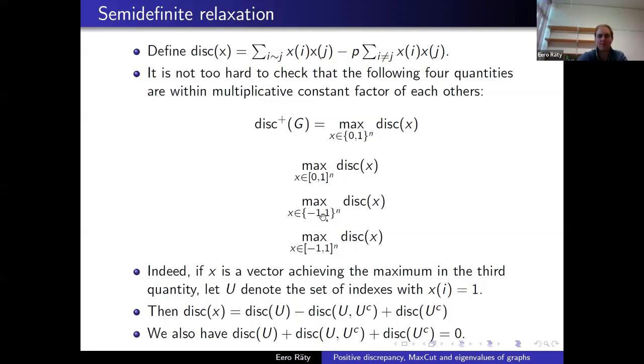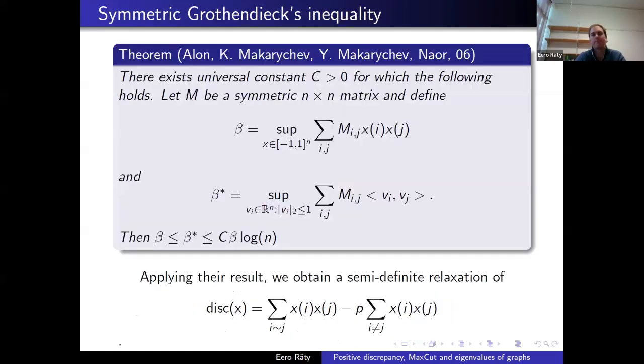So if the so-called -1, 1 discrepancy is large, then either U or U complement must have a large positive discrepancy. And that shows that all of these four are pairwise either equal or, in the worst case, within constant multiples of each other. So hence we can just pick the last one of them as our new definition of positive discrepancy. And why is this convenient?